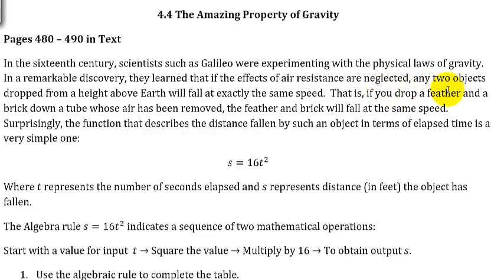That is, if you drop a feather and a brick down a tube whose air has been removed, the feather and brick will fall at the same speed. Surprisingly, the function that describes the distance fallen by such an object in terms of elapsed time is a very simple one. s equals 16t squared, where t represents the number of seconds elapsed and s represents the distance in feet the object has fallen.